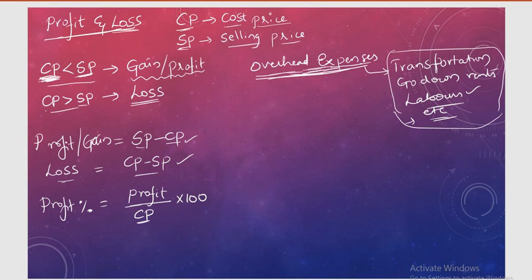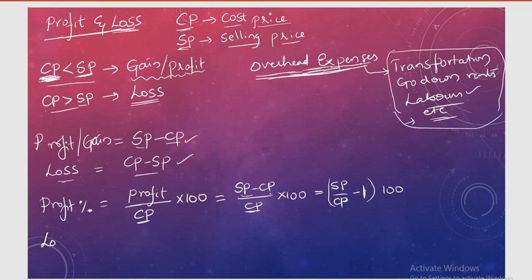So profit percentage is given by profit by CP into 100. Already we know the formula for profit, so profit percentage is (SP minus CP) by CP into 100. By interchanging the positions, you can simplify this. This CP belongs to both the terms of the numerator, so we can split them, right? Then what I am going to get is (SP by CP minus 1) into 100. Likewise we can write.